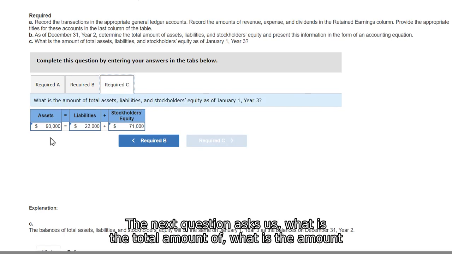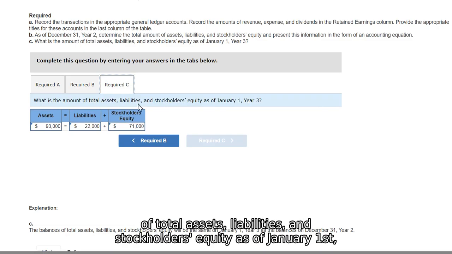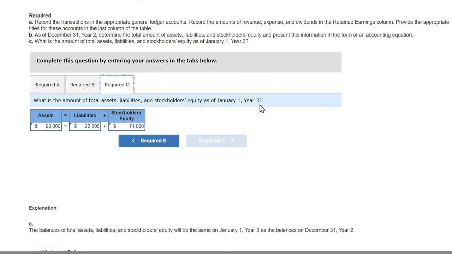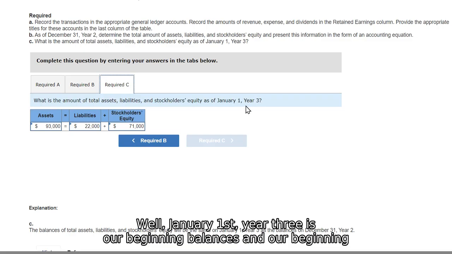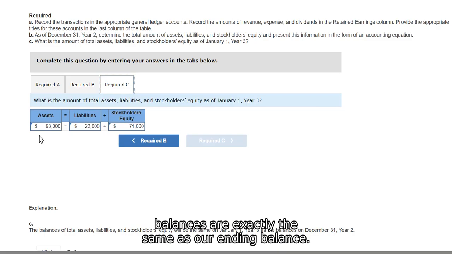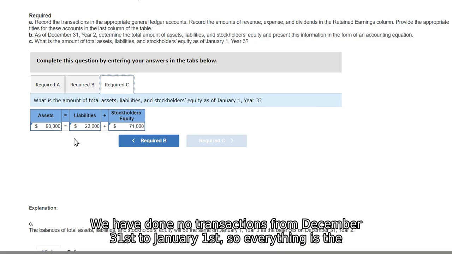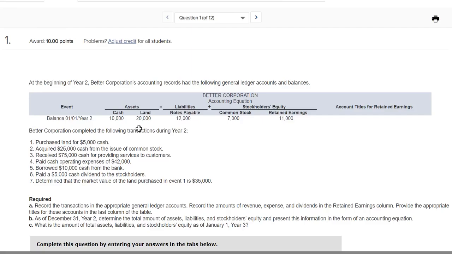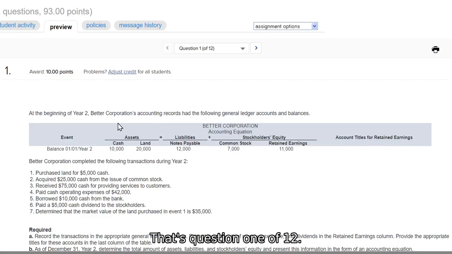The next question asks us, what is the amount of total assets, liabilities, and stockholders' equity as of January 1st, year 3? Well, January 1st, year 3 is our beginning balances, and our beginning balances are exactly the same as our ending balance. We have done no transactions from December 31st to January 1st. So everything is the same. Fantastic. That's question 1 of 12.